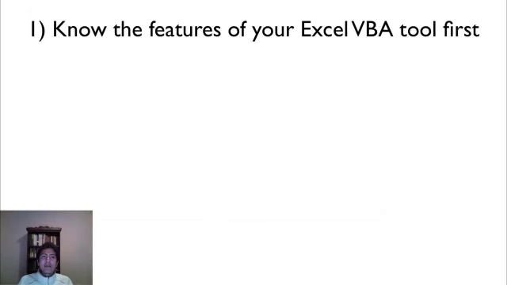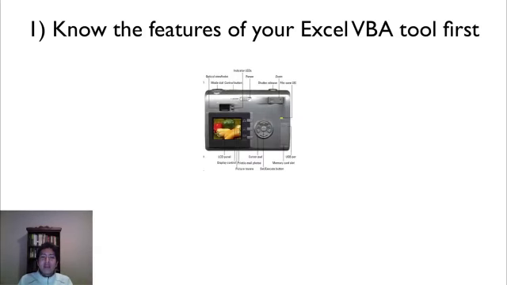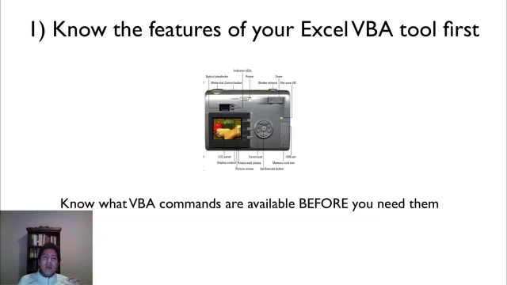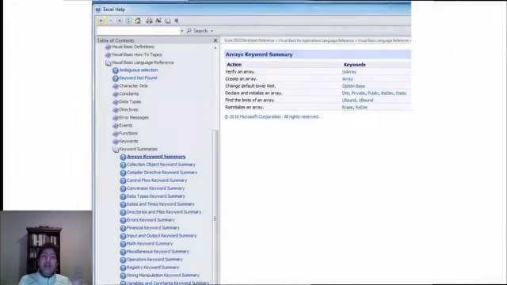So the first step is to know the features of your Excel VBA tools first. If you want to use your tool effectively, you need to know first what tools are available to you. This is the same thing as taking the camera and studying the features. In other words, the first step is to know what VBA commands are available before you need them. This is very important. Here's how to do it.